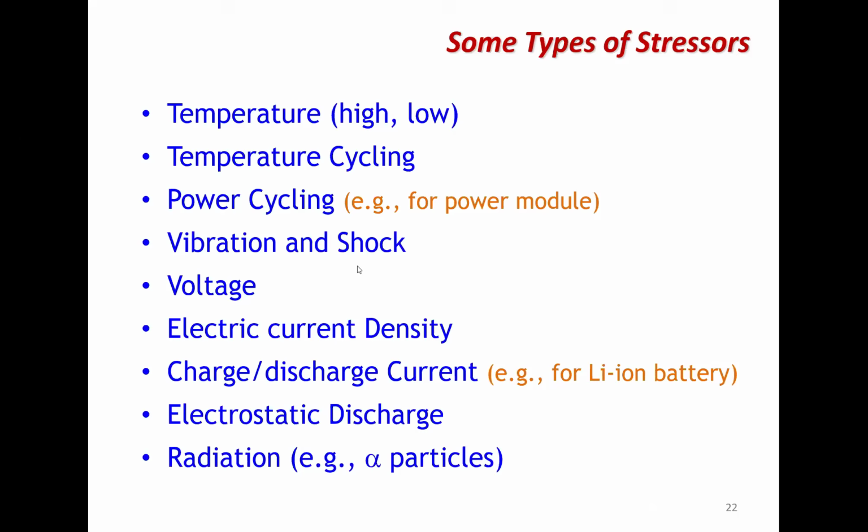People in the power electronics industry like to do active power cycling to see if every time you do power cycling, it causes a shock to the power module. They want to see how reliable the power module is when subject to power cycling. Of course, vibration, shocks, voltage conditions, and electrical current density, and this is very important for the currently new microelectronic industry.